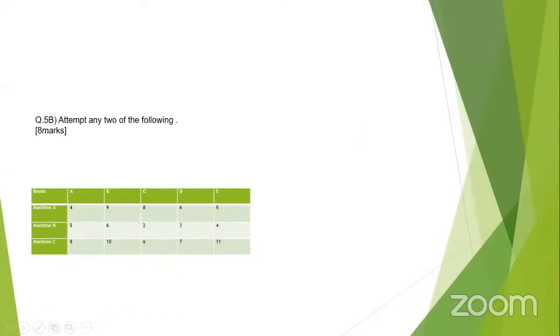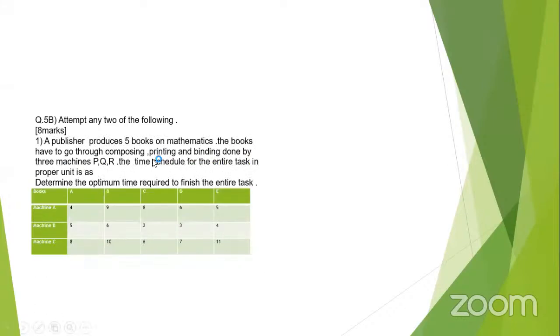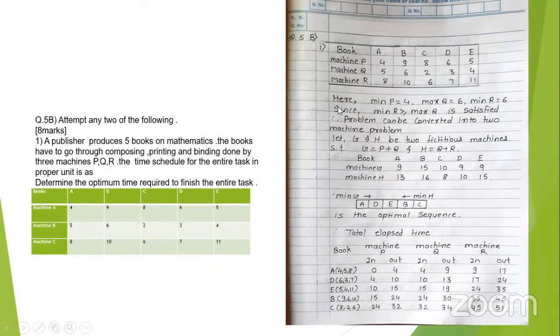Question number 5B. Attempt any two of the following, each carries 4 marks. Here the question is given: we have to find the optimum time required to finish the entire task. So it is sequencing. One mistake while doing this: as it is a 3 machine problem, it should satisfy this condition, either minimum of R greater than or equal to maximum Q, or greater than or equal to maximum P. If either condition is satisfied, then we can convert it into a 2 machine problem. This is important, as it is a 4 mark question, and then we have to consider 2 fictitious machines.